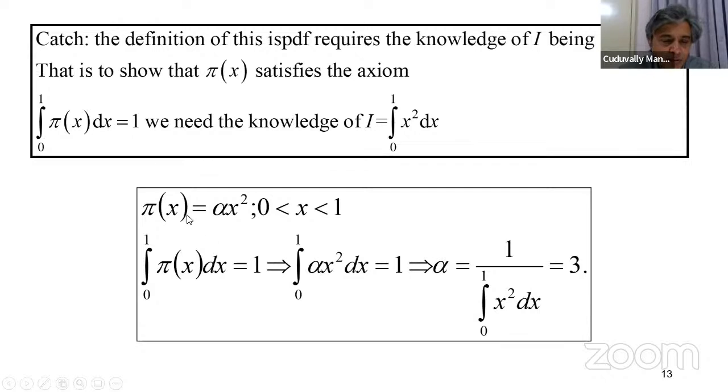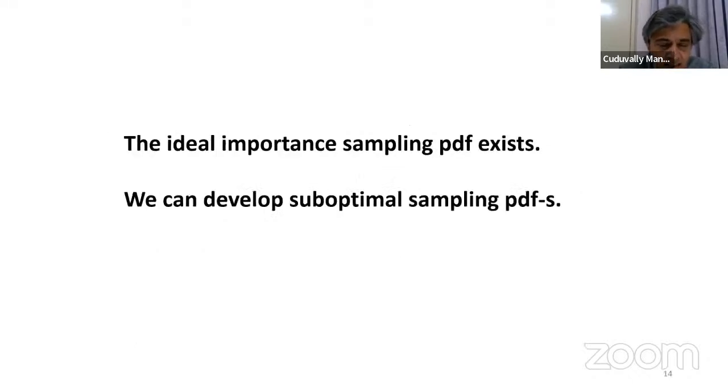For example, if I am taking pi of x as alpha x squared, to show that it is a valid density function, I need the value of this integral, which is what I am trying to evaluate. So in that sense, it is an ideal importance sampling density function, which I cannot know without knowing the answer. But the importance of this result is that such an ideal importance sampling PDF exists, and we can develop suboptimal sampling PDFs. This is a well-known result. I am just giving this to motivate you to understand the question.